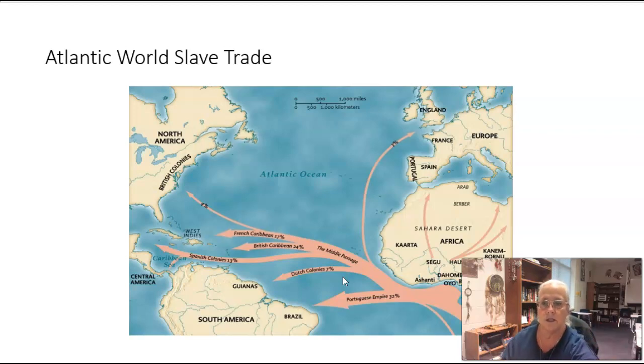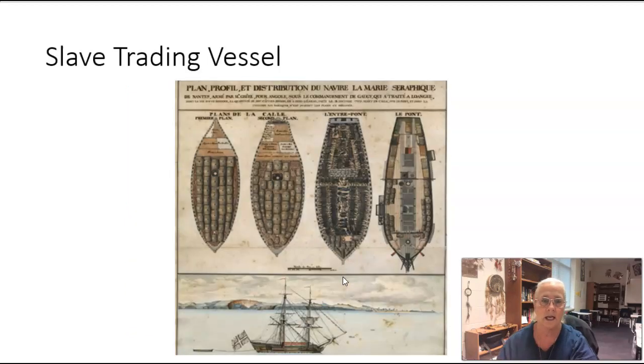I want to show you this next graphic so you can get a picture in your head of what this looks like. This is the bottom of a ship that is coming across the Atlantic. And as you can see from the diagram, the slaves are packed in there almost like sardines. This is known as the Middle Passage. It was a horrible 3 or 4 weeks across the Atlantic.